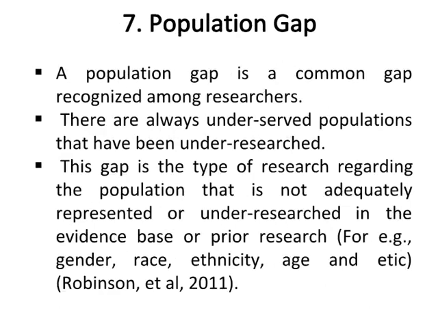Number 7 is population gap. A population gap is a common gap recognized among researchers. There are always underserved populations that have been under-researched. This gap is the type of research regarding the population that is not adequately represented or is under-researched in the evidence base or prior research, for example, gender, race, ethnicity, age and ethnic groups. Robinson et al., 2011.